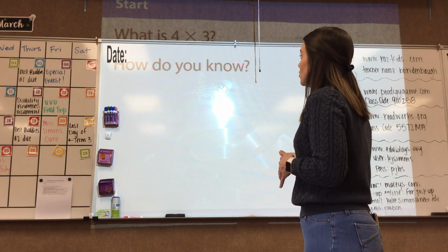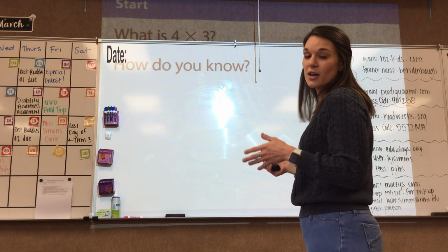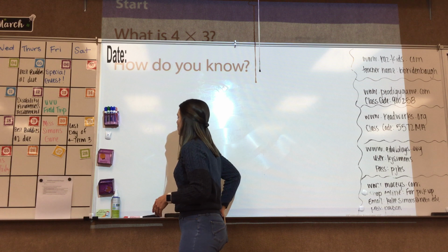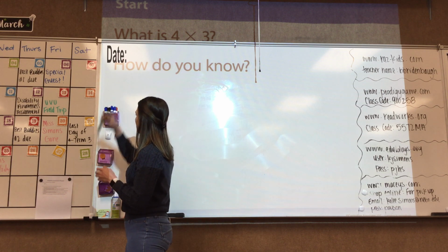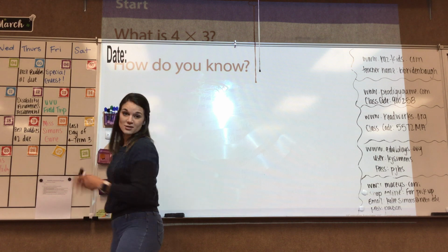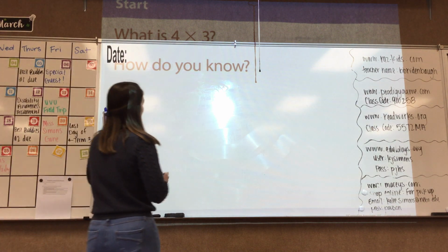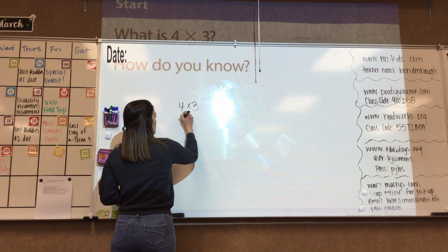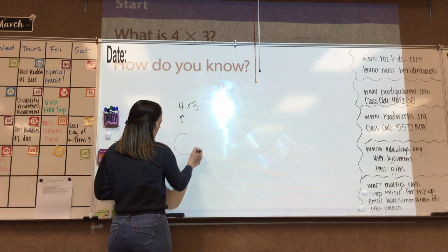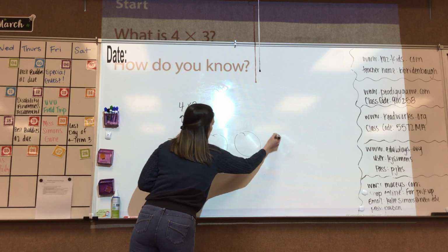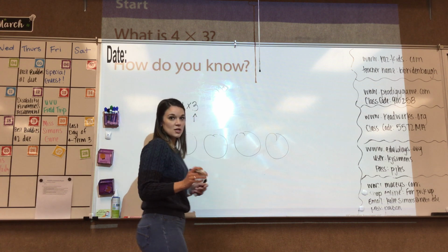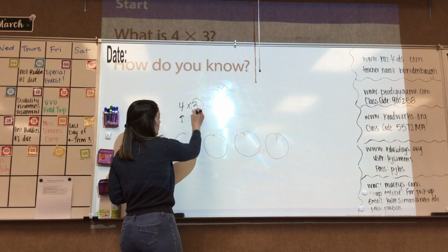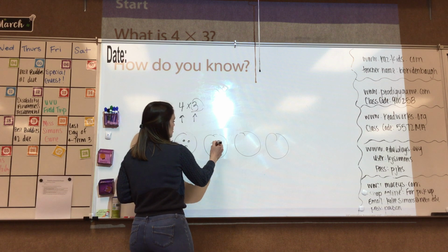So how do you know? If you know this off the top of your head, then just say that you've got it memorized. If you don't know this, then maybe use things that we have, maybe this marker will work. Remember, if we're doing 4 times 3, 4 shows us how many groups there are. So I would draw 4 groups. And 3 shows us how many are in each group. So I would put 3 in each group. 1, 2, 3, and I would do that.